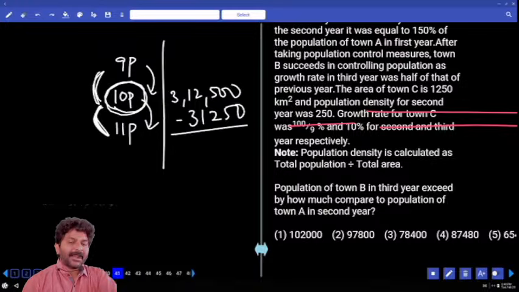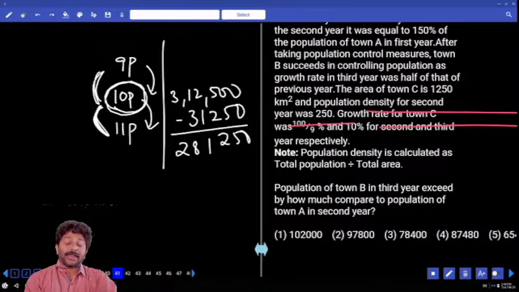3,1,2,5,0. Let's subtract it. Last 3 digits, 500 minus 250, 250. 2 minus 1, 1. 31 minus 3, 28. So it is 2,81,250.